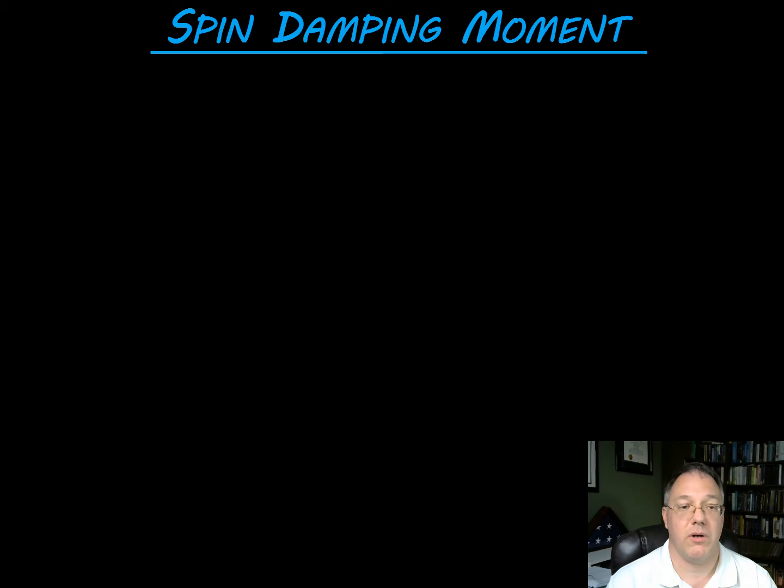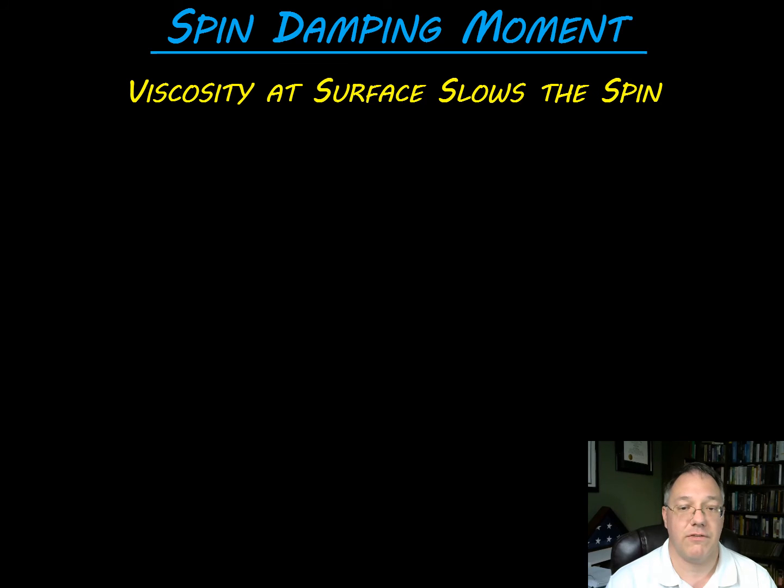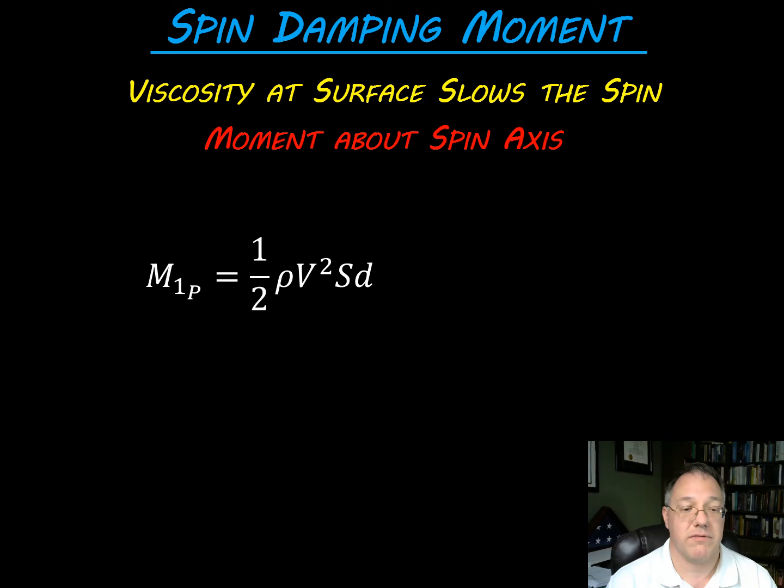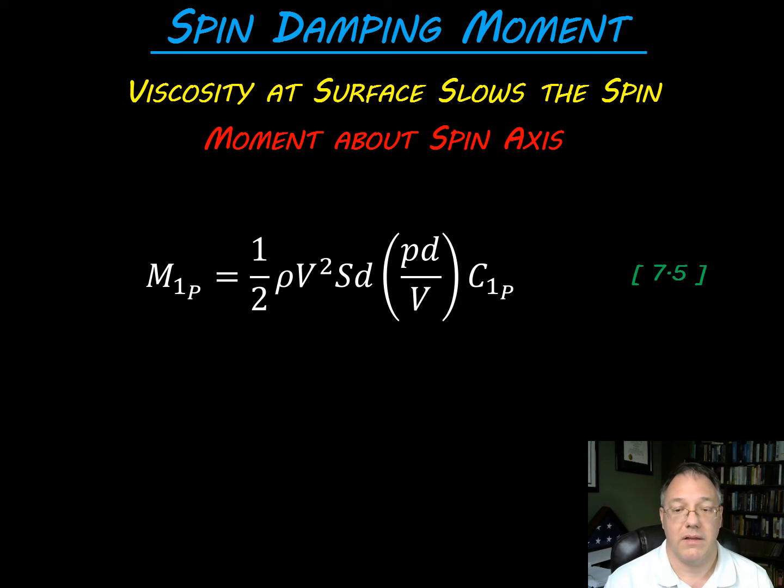Okay, the third one is the spin damping moment. This is another moment here. This has to do with the viscosity at the surface and how it slows our spinning. We're damping down our spinning, slowing it down. This is a moment about the spin axis. That's how it counters the spin. And we have an equation for that. Again, bringing in some of the same terms here. This is equation 7.5 in the text.